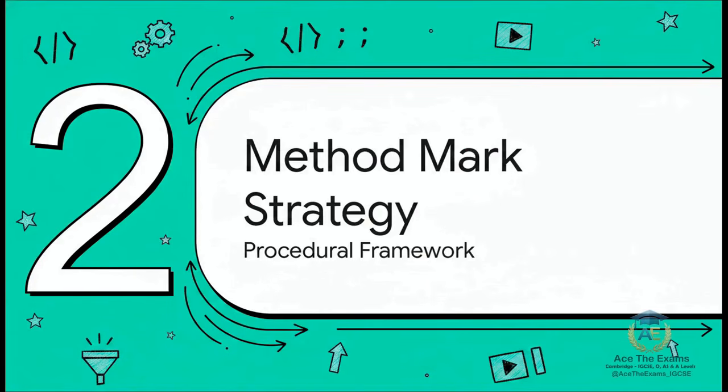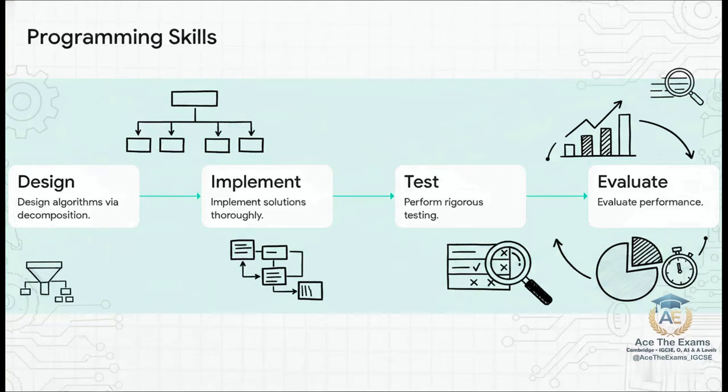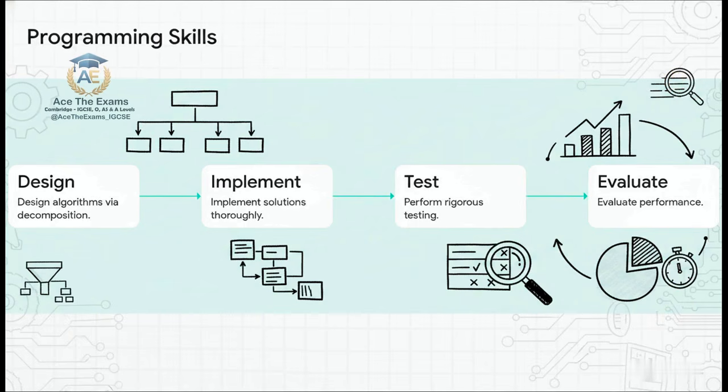Let's move on to Section 2, the method mark strategy. Algorithmic thinking is practically applied by moving through these 4 critical phases. You design algorithms via decomposition, you implement solutions, you perform rigorous testing, and crucially, you evaluate performance.